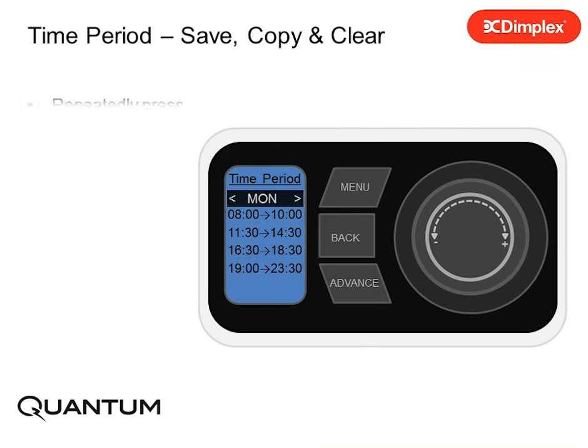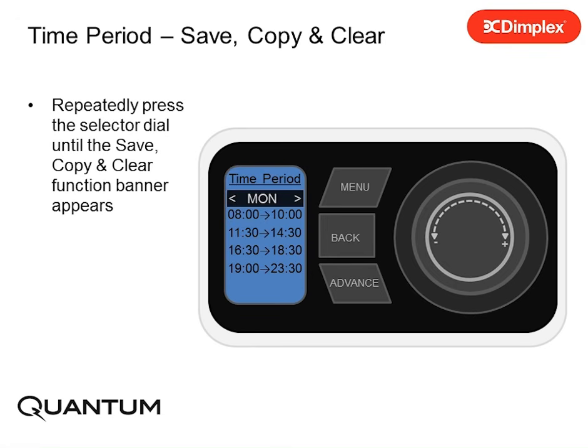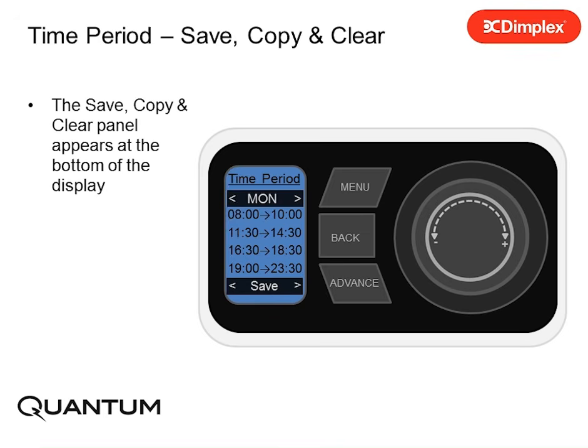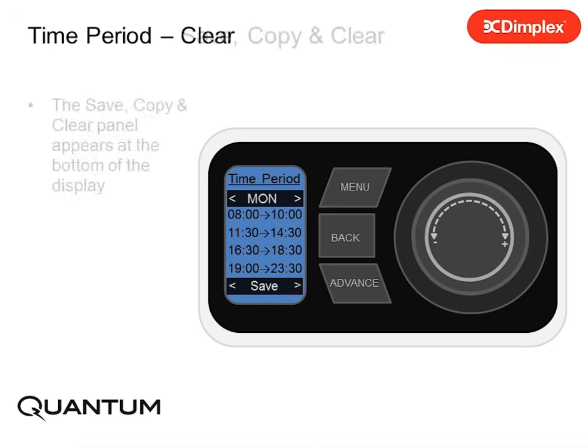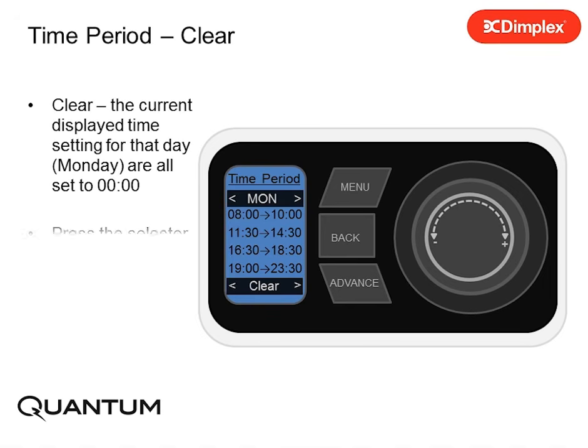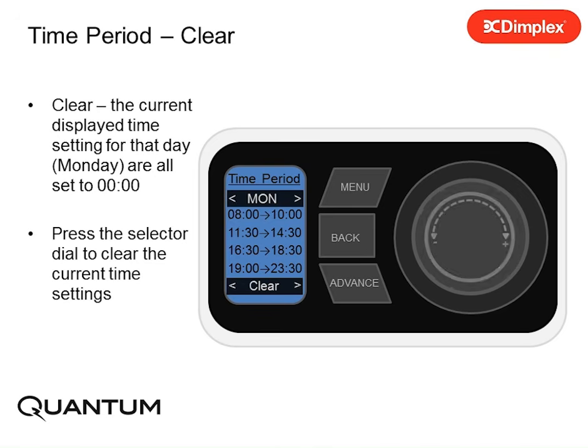Clear. Repeatedly press the selector dial until the Save, Copy and Clear function banner appears. The Save, Copy or Clear panel appears at the bottom of the display. Rotate the selector dial to Clear. With Clear, the current displayed time settings for that day only, Monday, are all set to 0. Press the selector dial to clear the current time settings.